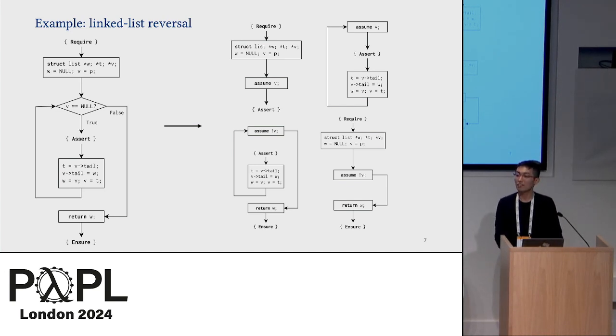Hi. Thank you very much for the talk. So you're reducing all of this to single paths. Doesn't that risk having a combinatorial explosion in the number of paths?